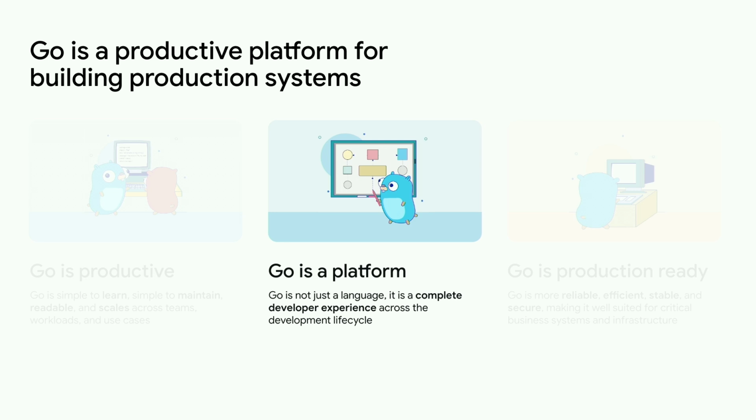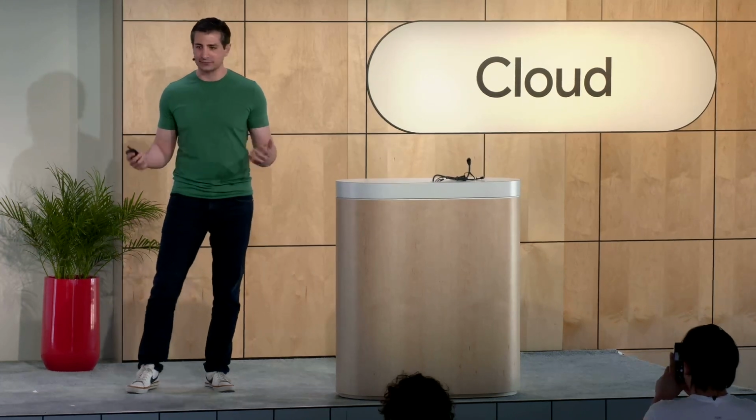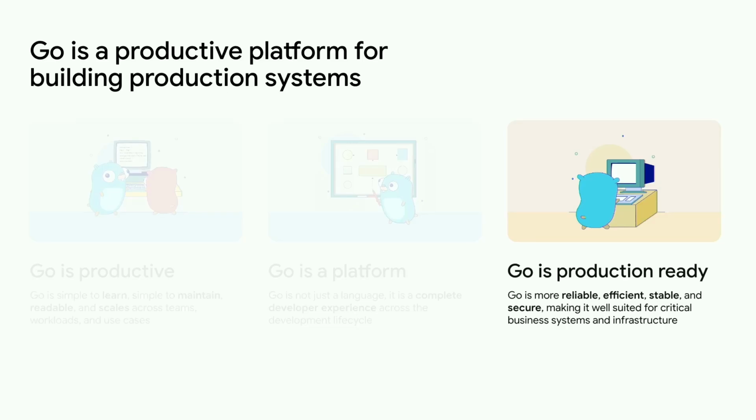This includes IDE integrations, build and deployment tools, monitoring tools, runtime tools, vulnerability scanning, all that right out of the box. And it's production ready because it's reliable, efficient, stable, and secure, which is why you'll see it all over the enterprise, especially in the critical business systems and infrastructure, all throughout the cloud. And it's actually why the modern cloud itself was built on Go. And by that, I don't mean just Google Cloud. I mean all the major cloud service providers and all the other major players in cloud tools and technology.